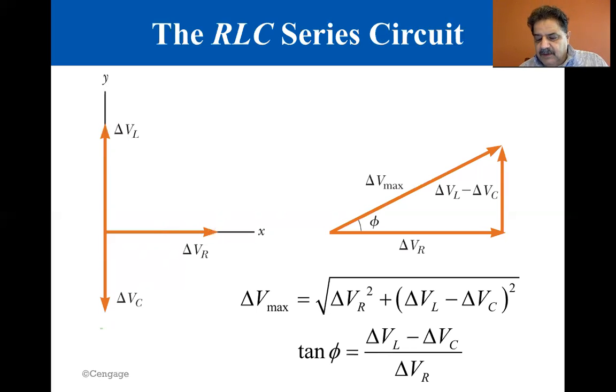From this, we get the equations here. So Vmax is equal to the square root of VR squared plus, in parentheses, delta VL minus delta VC, squared. Don't square the individuals first. And the tangent of phi is equal to delta VL minus delta VC divided by VR. In these equations, all voltages are maximum values. The equations are also valid for RMS values.